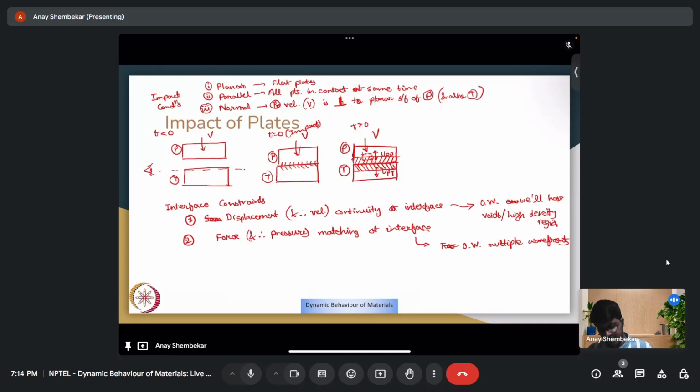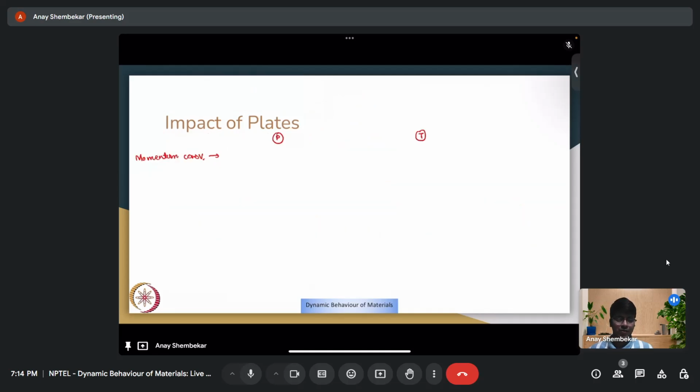Now we'll directly move on to the momentum conservation equation. We have also seen that previously. So assuming no initial pressure in the shock free zone. This is the region ahead of the shock.